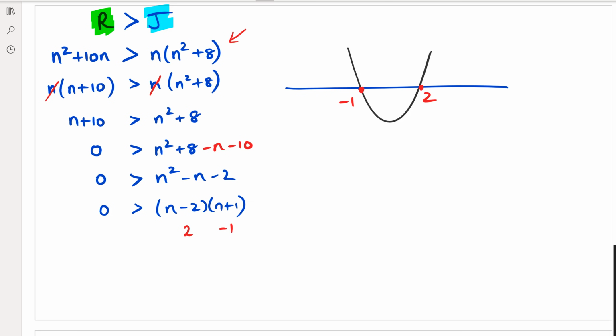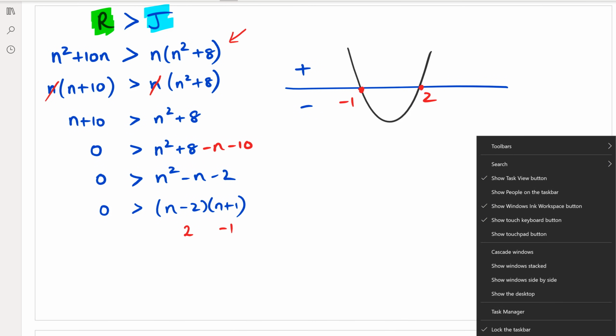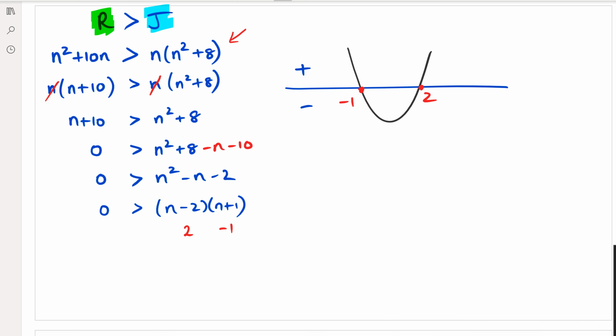Now it's asking when is it going to be less than 0. Remember that in a positive quadratic, anything above the roots has positive values, and anything below is minus or less than 0. So in this case, what we're looking for is when this quadratic is below 0. And you can see that it's between negative 1 and 2. So you just write down it's between negative 1 and 2. All right, that's how you do this question.